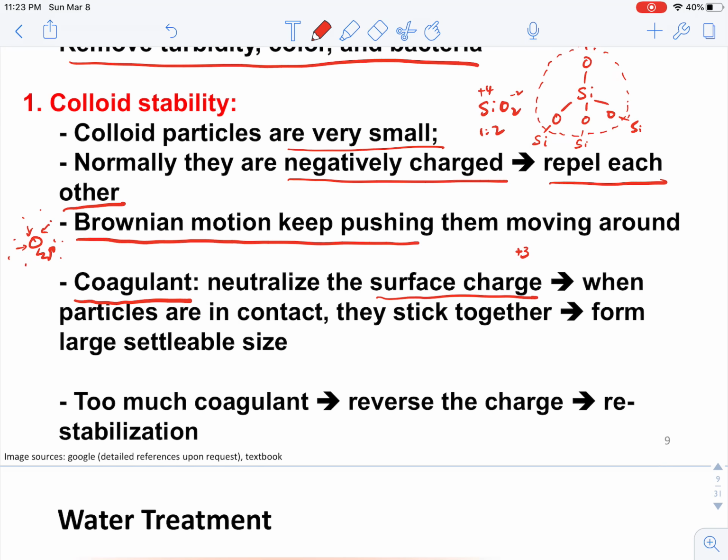So if we think about these +3 charged ions, they can be aluminum ion, right? They can be ferric ion. For any material that we put in the water, they have to be neutral. So for example, for aluminum, we'll put alum inside. Alum is composed of aluminum sulfate, right? Once it gets dissolved into the water, it will form the aluminum hydroxide.